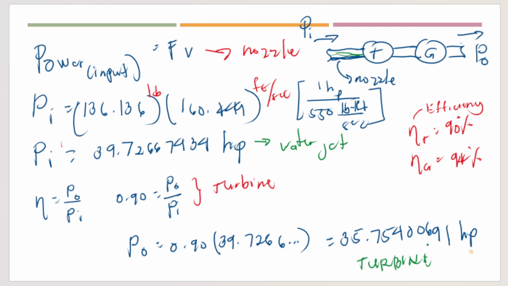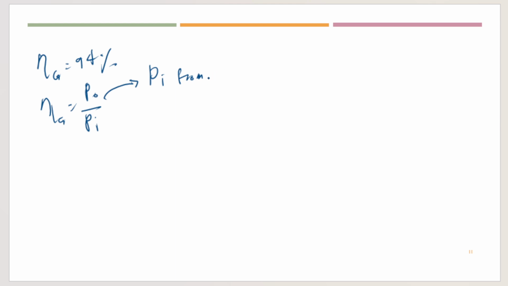Now, since we are done with this setup, from the nozzle to the turbine, we have a power input and a power output for the turbine, which becomes the power input to our generator. This is another case. What is asked is the power output for the generator. So, let's go back to our efficiency. Our efficiency for the generator is 94%. Efficiency is power output over power input. The power output is from the generator, and the power input is the power output from the turbine.